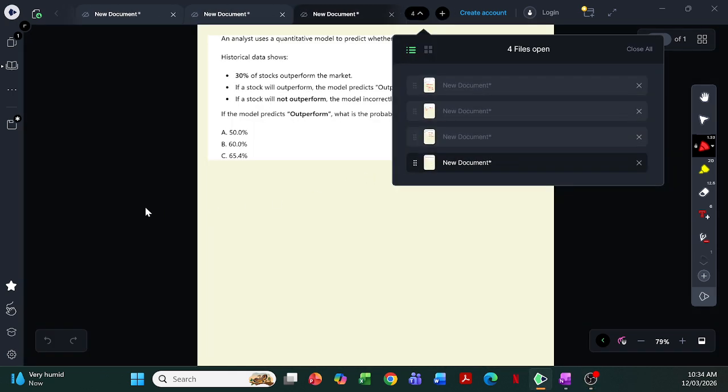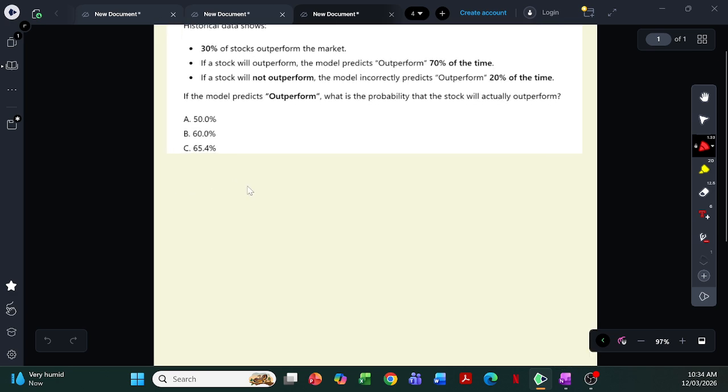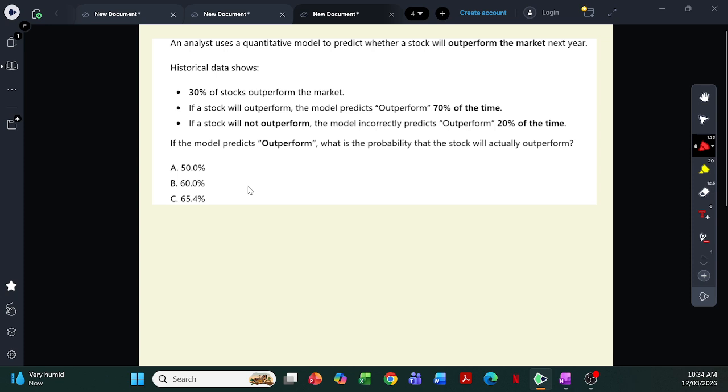The last question we're going to do today is using what we call the Bayes formula. An analyst uses a quantitative model to predict whether a stock will outperform the market next year. Historical data shows 30% of stocks outperform the market. If a stock will outperform, the model predicts outperform 70% of the time. If the stock will not outperform, the model incorrectly predicts outperform 20% of the time. If the model predicts outperform, what is the probability that the stock will actually outperform?